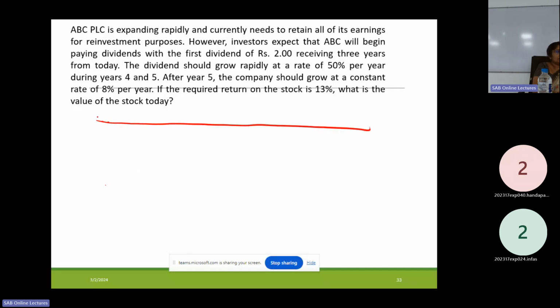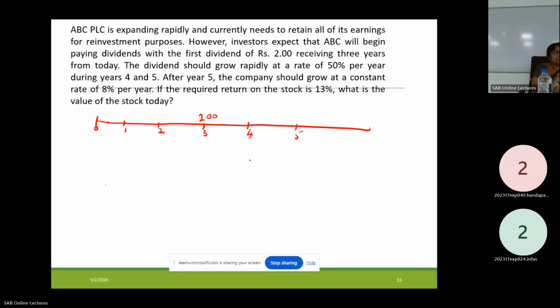So if you draw the timeline for this section, for the first dividend, because now this is a rapidly growing company, they are retaining all their profit for the reinvestment. So the investors expect the first dividend to be received 3 years from now. So the first dividend will be received in 3 years from now. You will get 2 rupees in 3 years. With the analysis of the company's data, you may expect 2 rupees in 3 years from now.